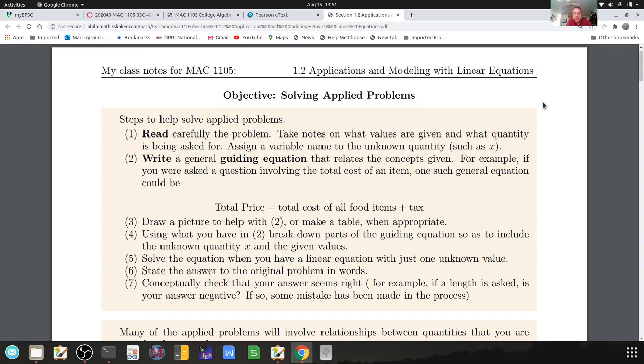One objective is to solve applied problems, or solving word problems. So here are some general steps to help. First, you have to read the entire problem carefully. Take notes on what values are given and what quantity is being asked for. That's really important. Assign a variable name to the unknown quantity, such as x.